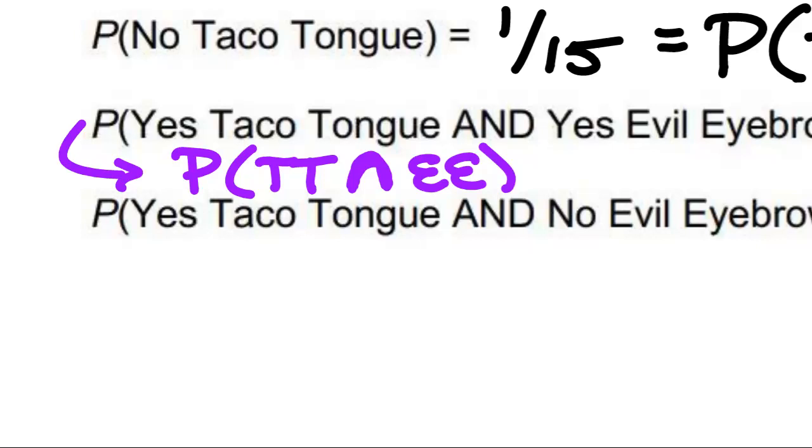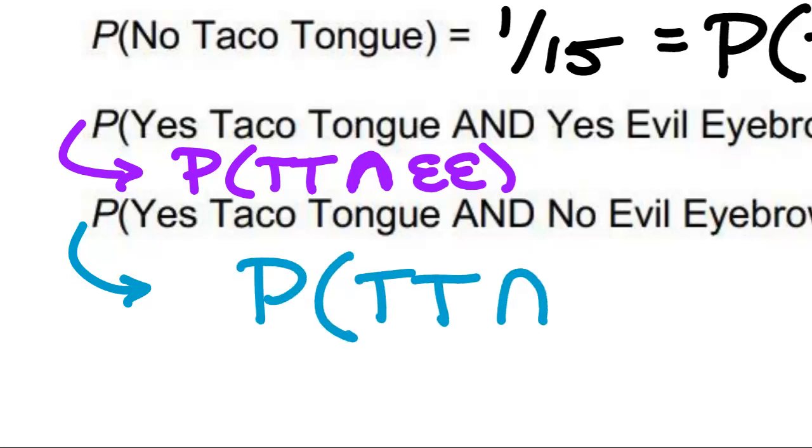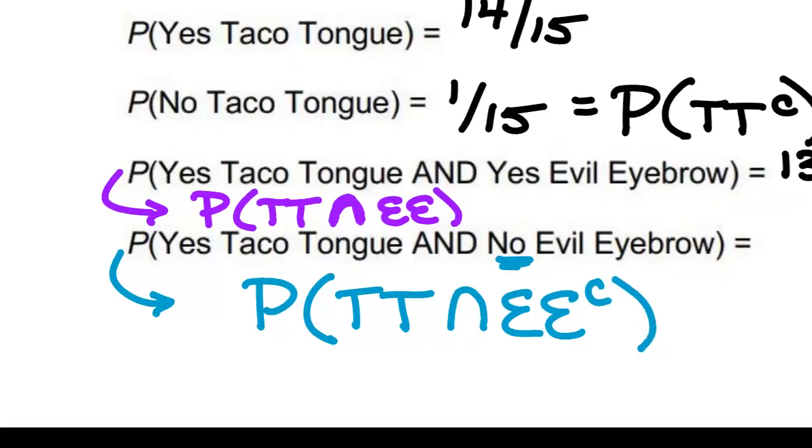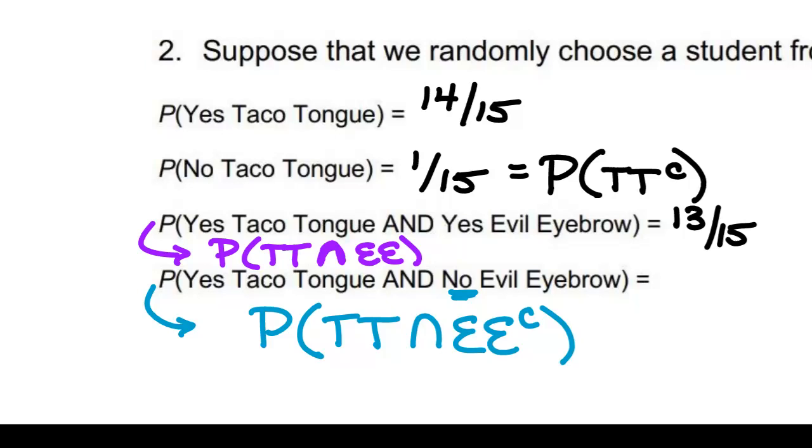What's another way that I could write the one right below that? It's going to have an intersection again. So probability Taco Tongue intersection. How would I do this one? EE, evil eyebrow, complement. What was the probability that any random person in this room said yes to Taco Tongue, but no to evil eyebrow? 1 out of 15, right? Is that 1 out of 15? Yes, Taco Tongue, no evil eyebrow? Yep.